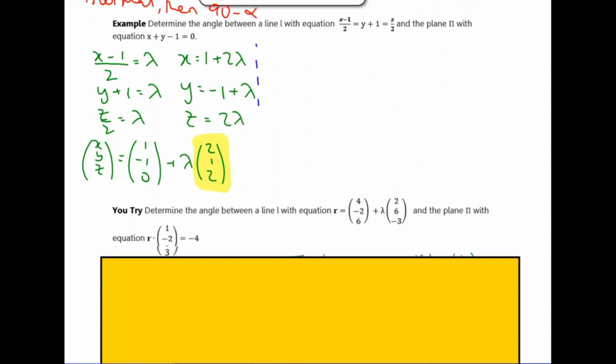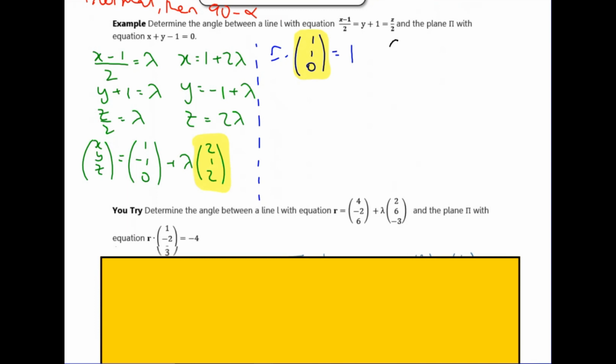For the plane, I've got it in Cartesian form. I want it in scalar product form. So I can look at the coefficients of x, y, and z to get the normal vector. So it's 1, 1, there's no z, so the coefficient of z is 0. And if I take that 1 across, it will be equal to 1. So we can just write that down. The important bit about this that I want is the normal vector. So I'm finding the angle between the direction vector of the line and the normal vector of the plane.